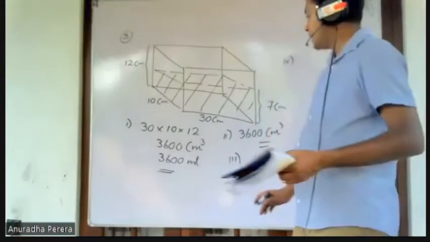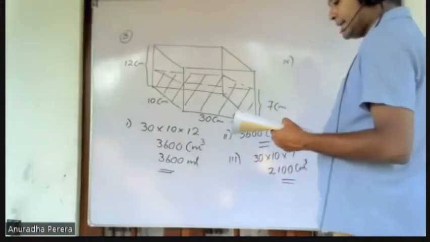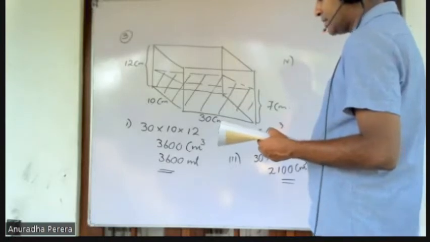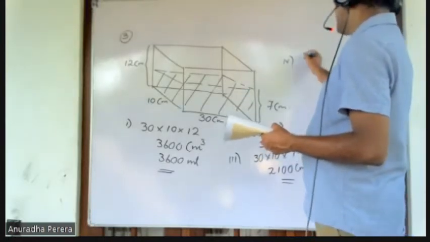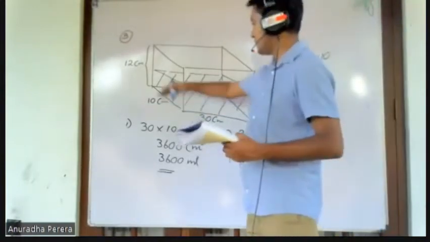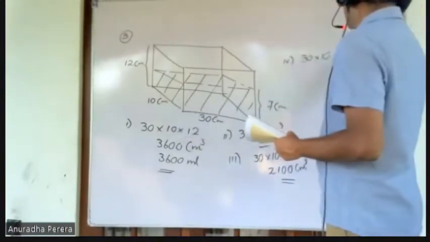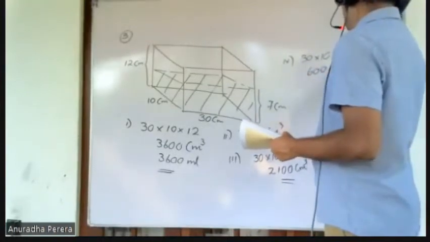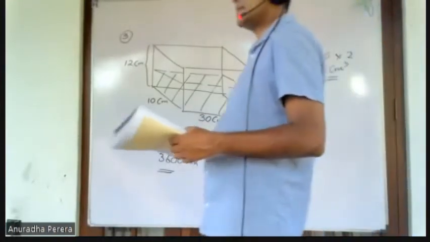2 cm. Then we need the volume of water that has leaked out during that hour. 13 into 10 is the area of the base, and multiply by 2. This one is 600 cubic centimeters.